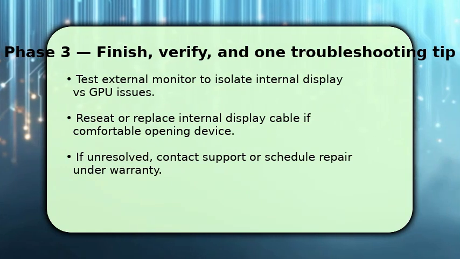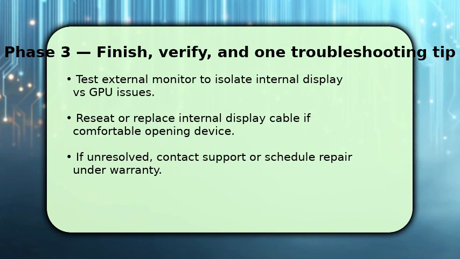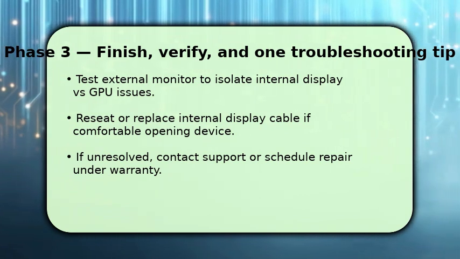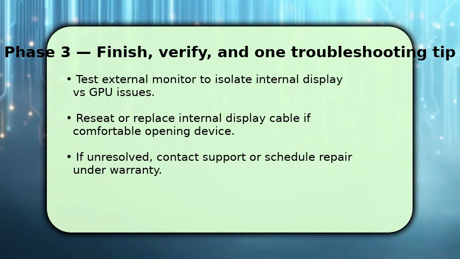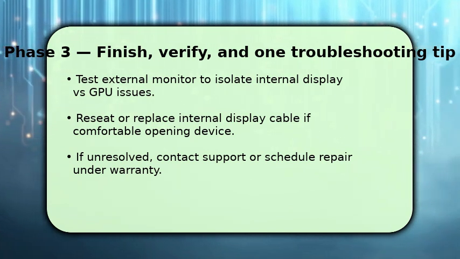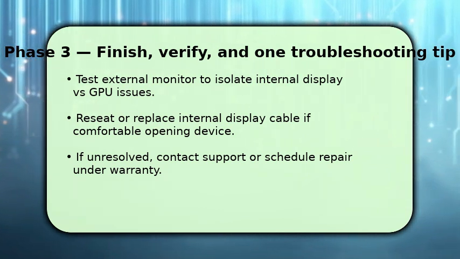Finish by isolating hardware. Connect an external monitor. If the external is fine, the internal panel or cable is at fault. If both glitch, suspect the GPU. If you can safely open the Chromebook, reseat the display cable, because loose connectors commonly cause flicker. Replace the cable only if you're confident.